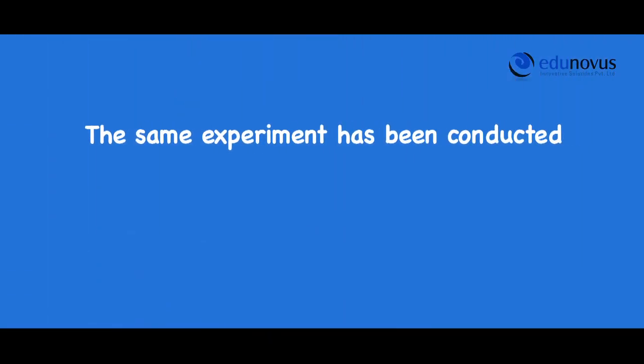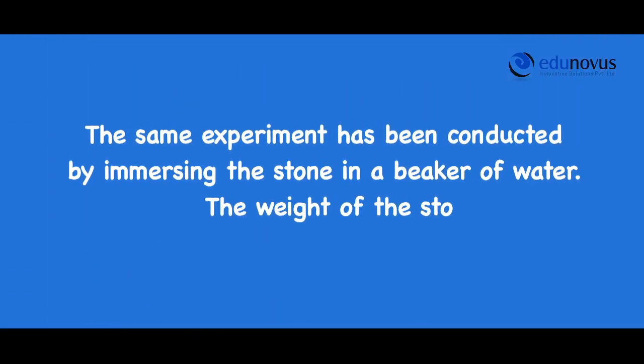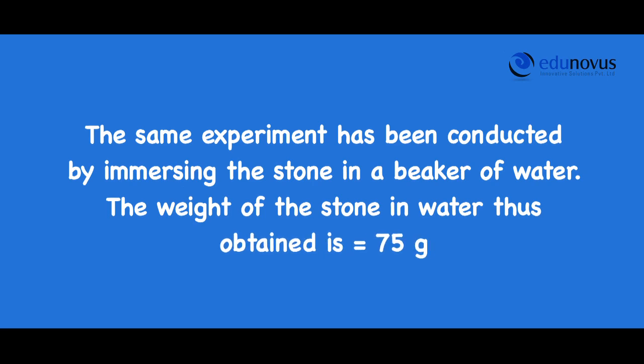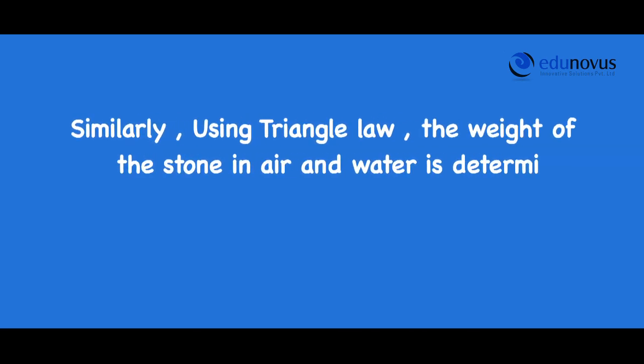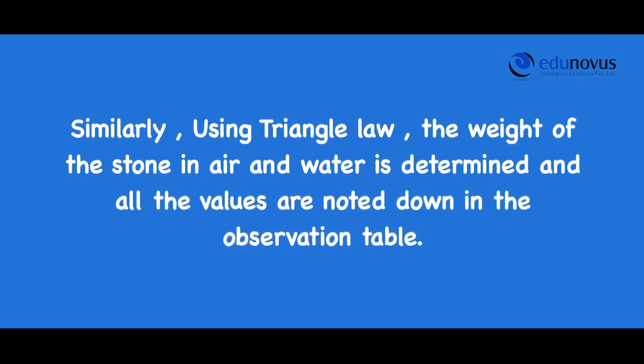The same experiment has been conducted by immersing the stone in a beaker of water. The weight of the stone in water thus obtained is 75 grams. Similarly, using triangle law, the weight of the stone in air and water is determined and all the values are noted down in the observation table.